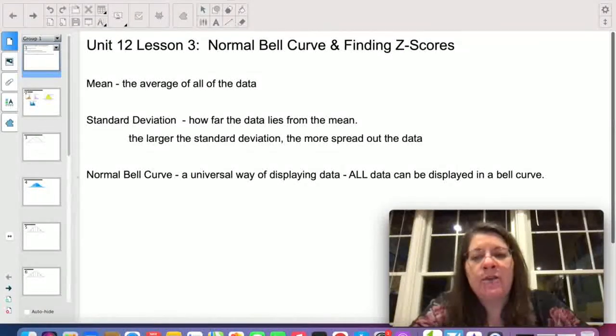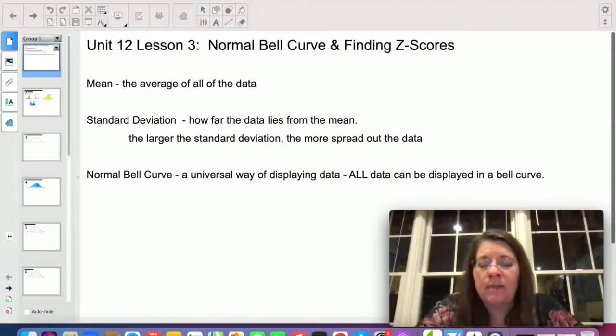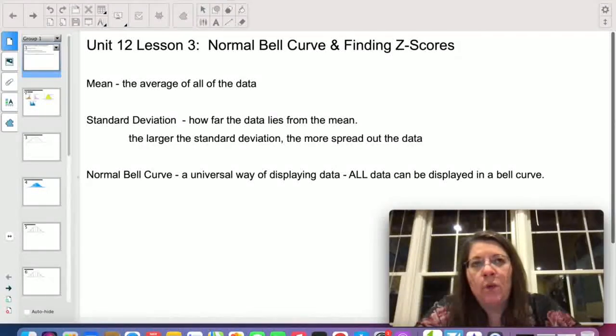A standard deviation is something that's very important when we're talking about bell curves. Standard deviation is how spread apart the data is. It's how far the data lies from the mean. So if you have a large standard deviation, a very large number, that means the data is very spread out. If you have a very small standard deviation, that means the data was pretty close together. And knowing what the standard deviation is can give you a better understanding of your numbers.